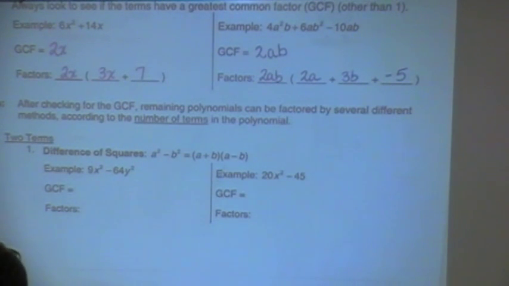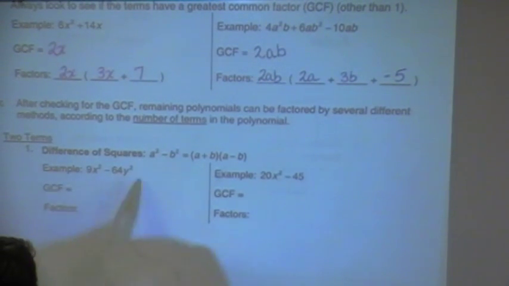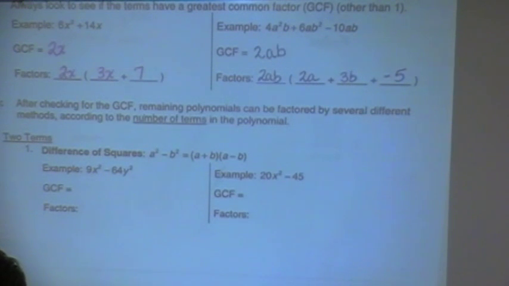Okay, but don't forget, you have to first ask yourself, is there a GCF? So on this first example, is there a GCF between these two numbers? Does 3 go into 64? No. Never has, never will. Not evenly anyway. So there's no GCF this time, so I'm just going to leave that blank.